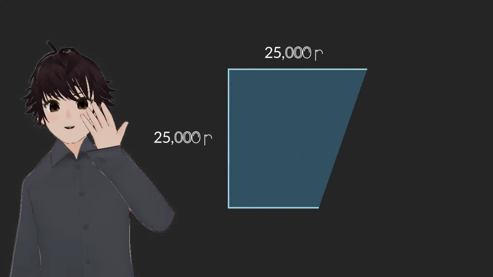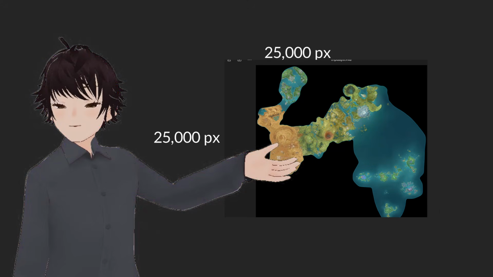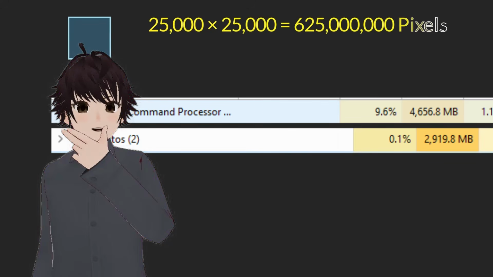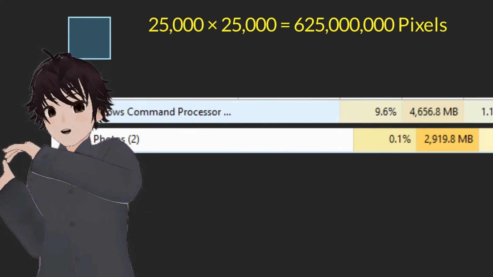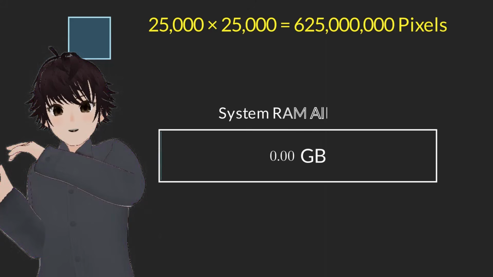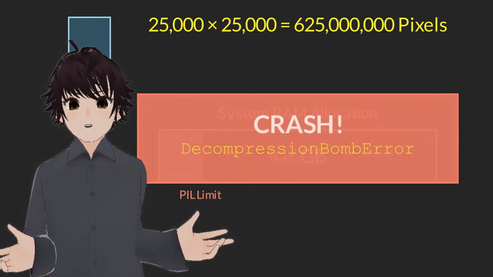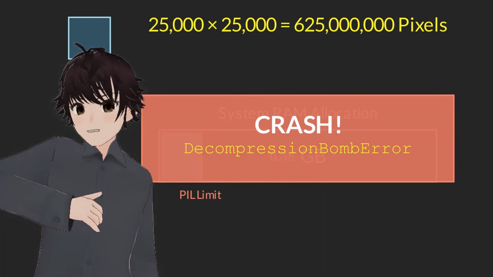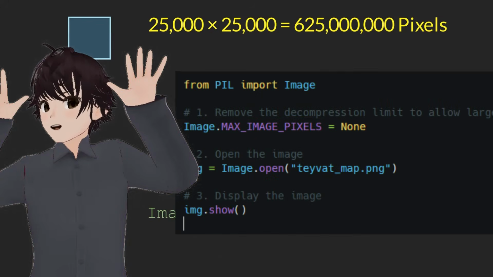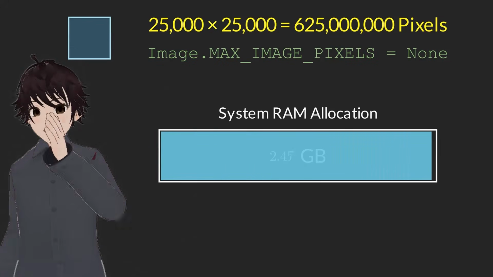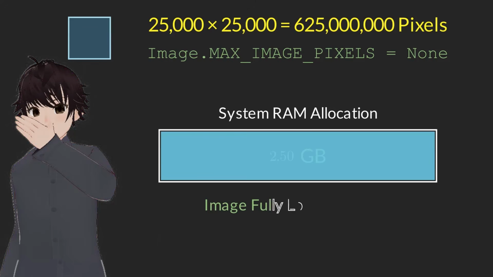The very first problem was just loading the whole 25K resolution map into memory. A 25,000 by 25,000 image contains over 600 million pixels. Uncompressed in your RAM, that single image takes up over 2.5 gigabytes. Standard Python image libraries like PIL have decompression bomb limits built right in. They will literally crash your code to stop you from frying your RAM, which you can bypass by just doing this.